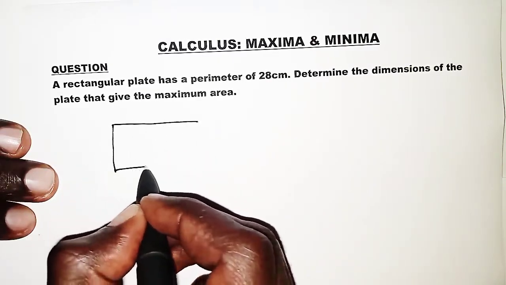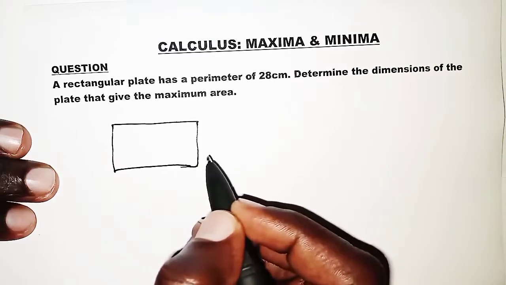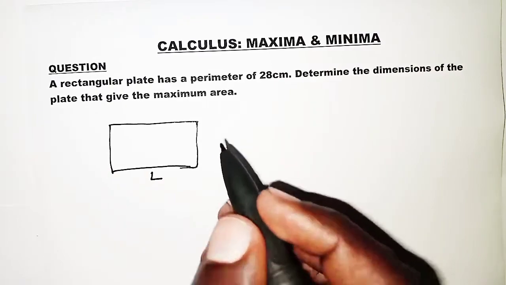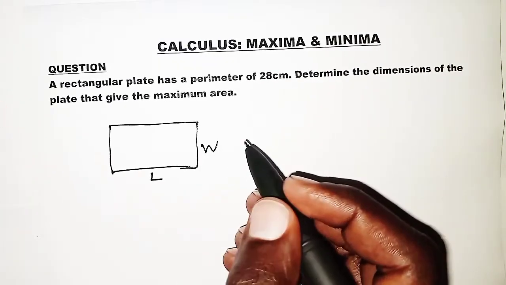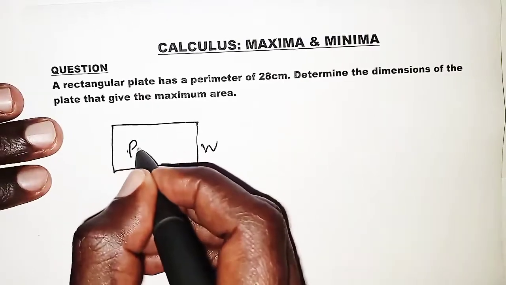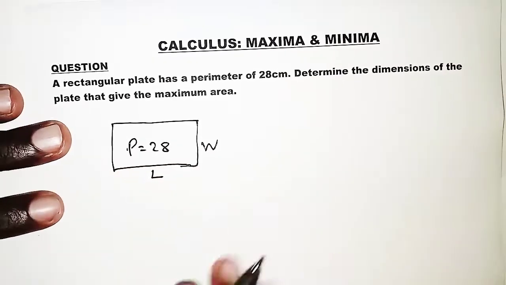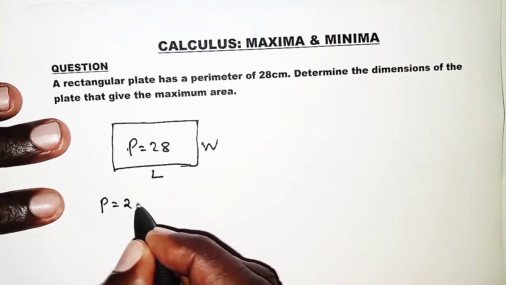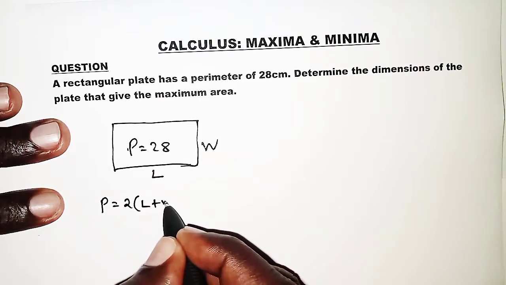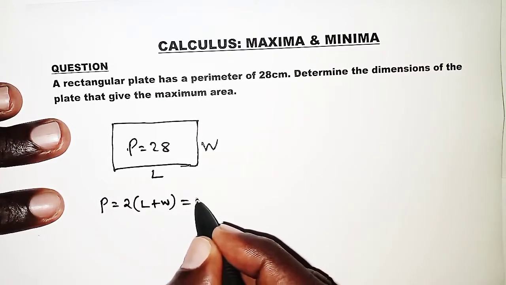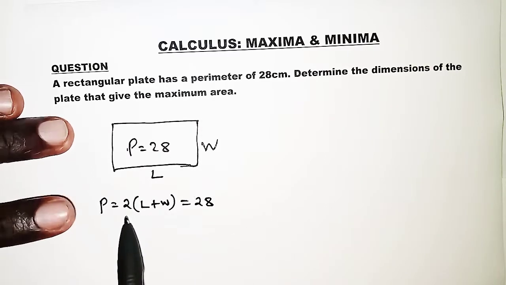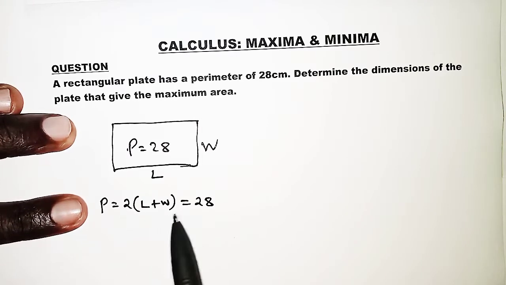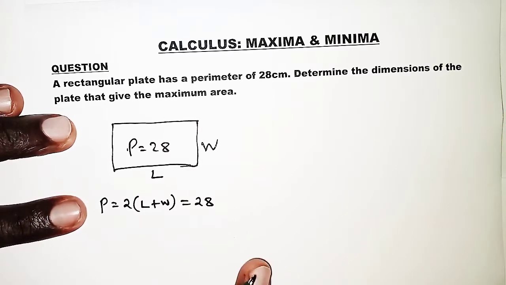We have a rectangular plate. So we have its length represented by L and its width W. We are given that the perimeter is 28. That perimeter, which is always calculated by twice the sum of the length and the width, should give us 28. So we're going to use this equation to express one dimension in terms of the other. So we are going to express L in terms of W.